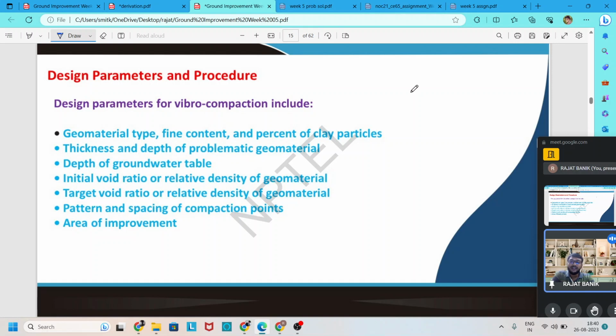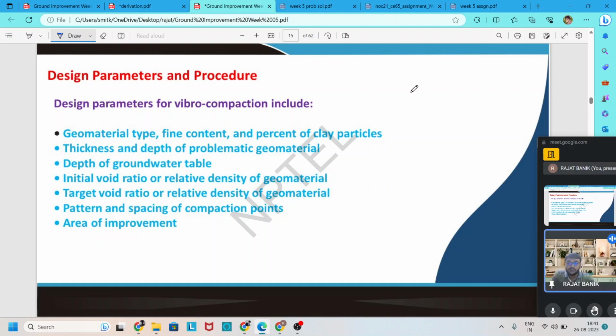We already discussed the geometrical type, fine content, percentage of clay particles. That means the soil type, whether it is cohesionless soil or cohesive soil, we know that it is suitable for cohesionless soil only. And whether fine constituents are present or not, if present, how much, like it is suitable for 20%, and percentage clay in between 2 to 3% it is suitable. Also we know that this technique improves the ground up to 40 meter, mostly for relatively 20 meter, but it can go up to 40 meter.